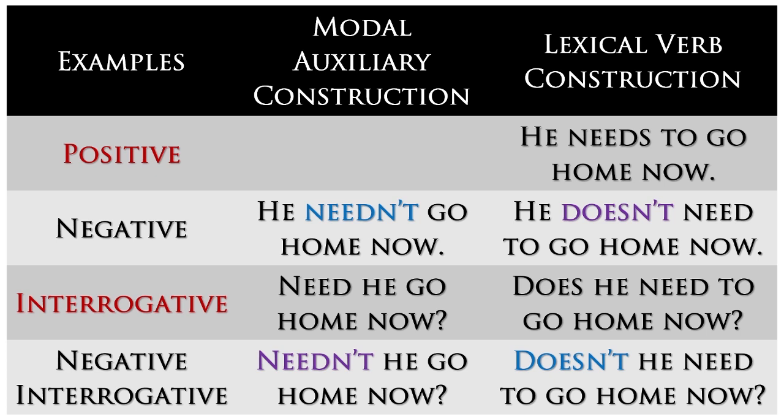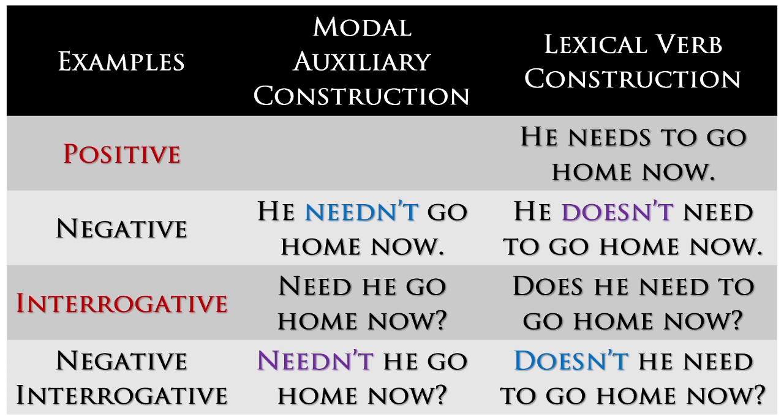Under the modal auxiliary construction, we have examples like he needn't go home now. That is the negative form. Under the interrogative form, you have need he go home now? That is a question. Under the negative interrogative, you have needn't he go home now?